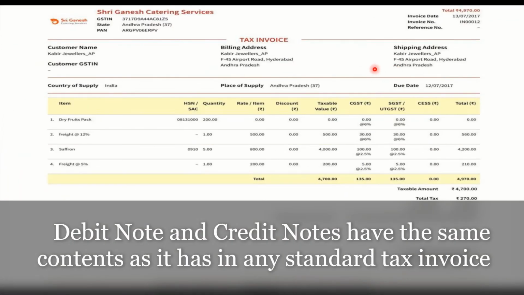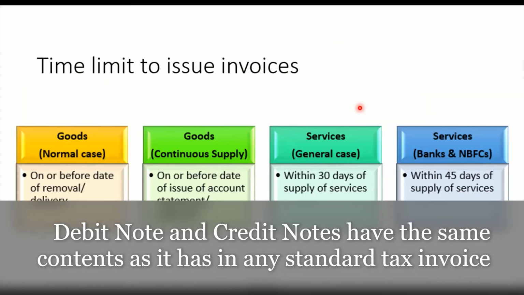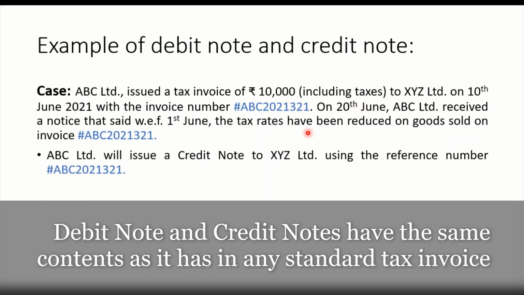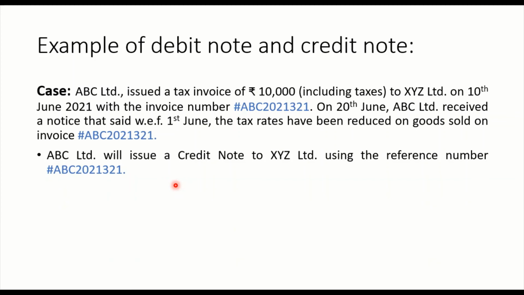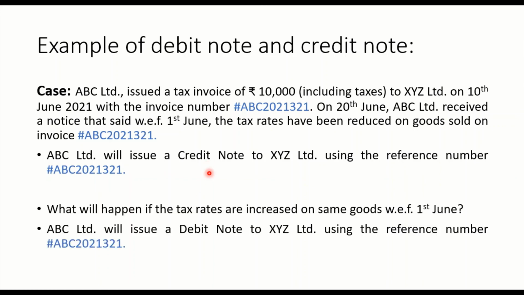Sir, what is the content in debit note and credit note? Contents are all the same, where the reference number will be the original invoice number. So let us go back to our slide where we are learning about the debit note and credit note. Hope you have understood this point. When there is reduction in the taxable amount, then the seller will issue the credit note. Now what will happen if the tax rates are increased on the same goods with effect from 1st June?